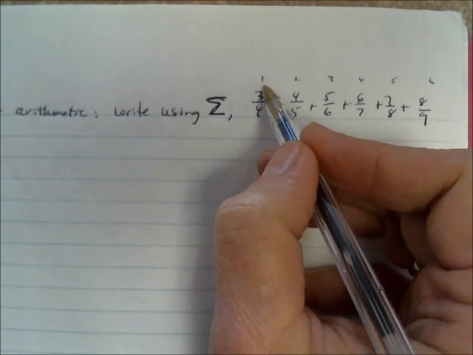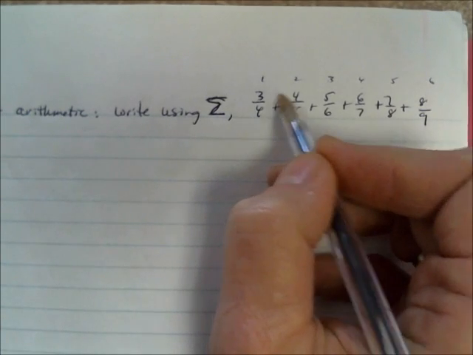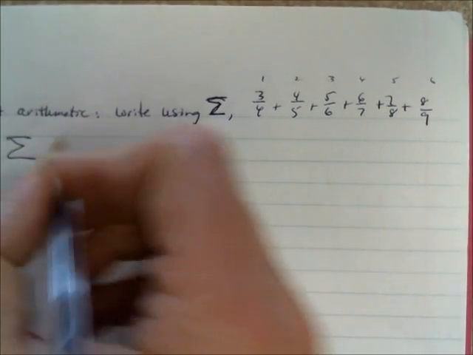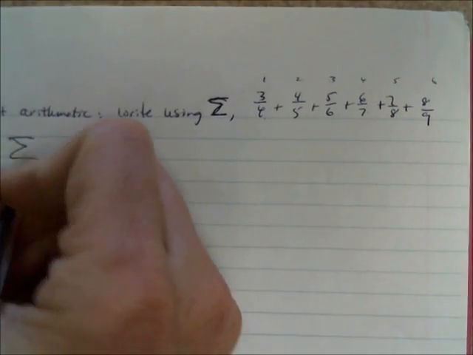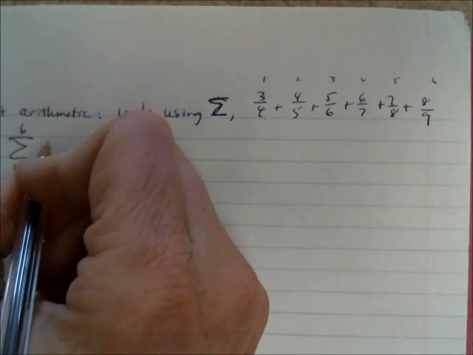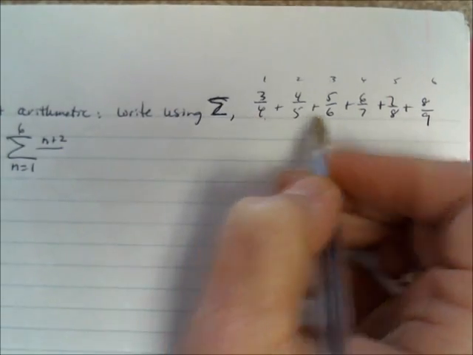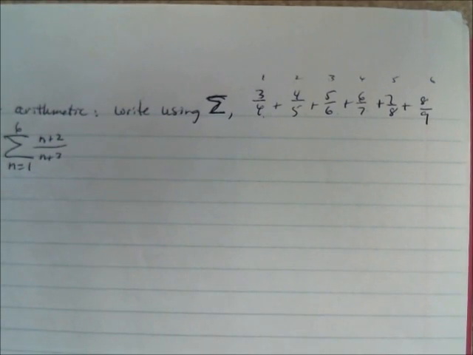So the numerator is n plus 2. For each one of these n values up here, you just add 2 to it to get the numerator. So how many terms do we have? 1, 2, 3, 4, 5, 6. So we have n equals 1 to 6. The numerator is n plus 2, and the denominator is n plus 3. And that's writing that in sigma notation. So hopefully that's a quick review for you of sigma.